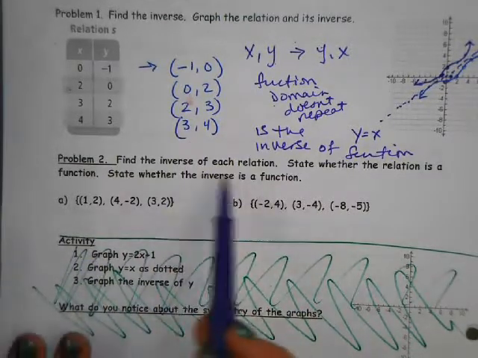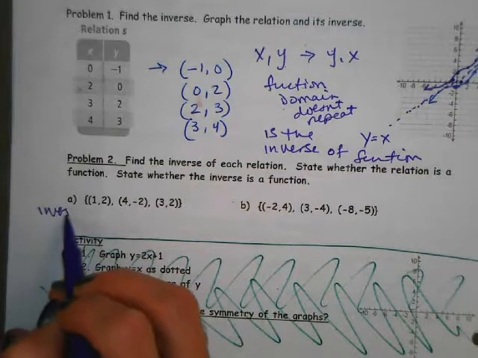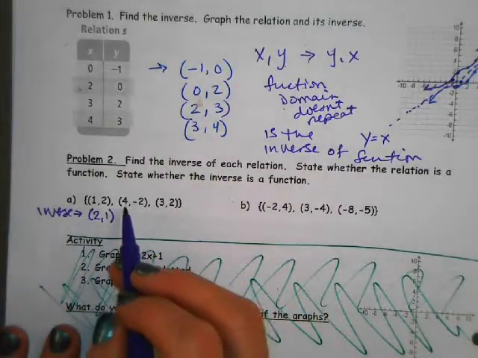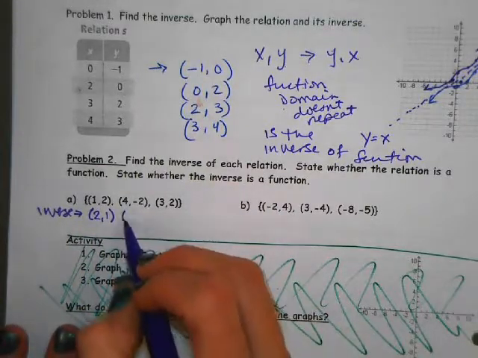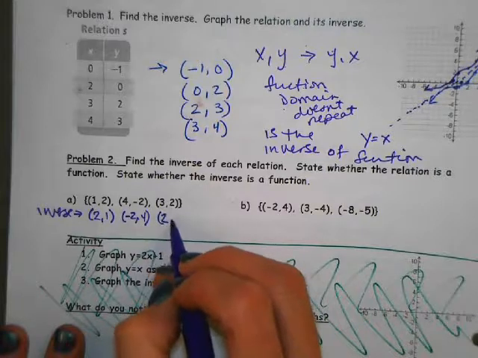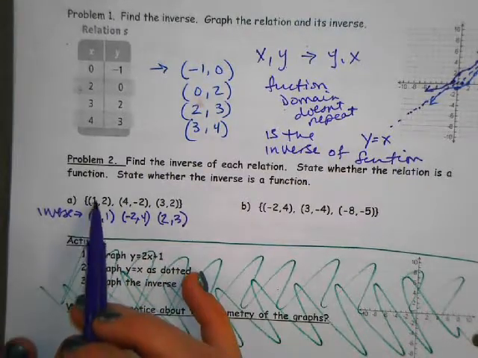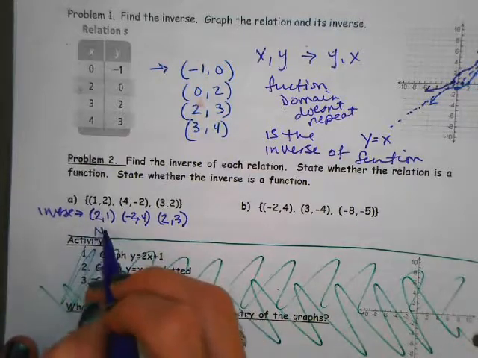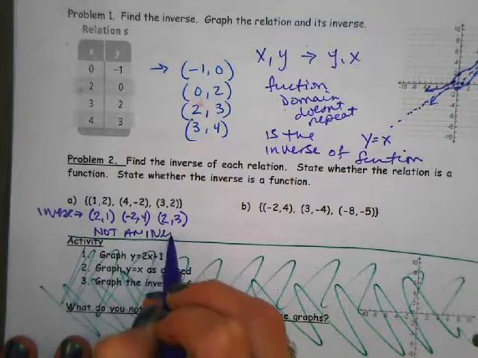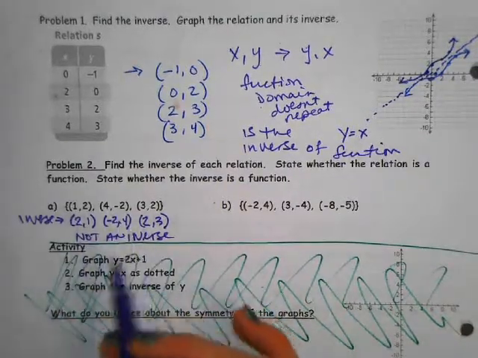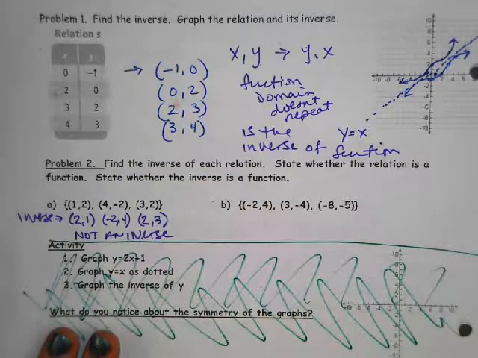So let's look at this. It says find the inverse of each relationship. So let's do the inverse. If I have (1, 2), what's the inverse of that? (2, 1). If I have the inverse of (4, -2), (-2, 4), right? And then (3, 2), the inverse is what? (2, 3). Okay. So is the top one a function? Yep. Is the bottom one a function? No. So this is not an inverse of that function.